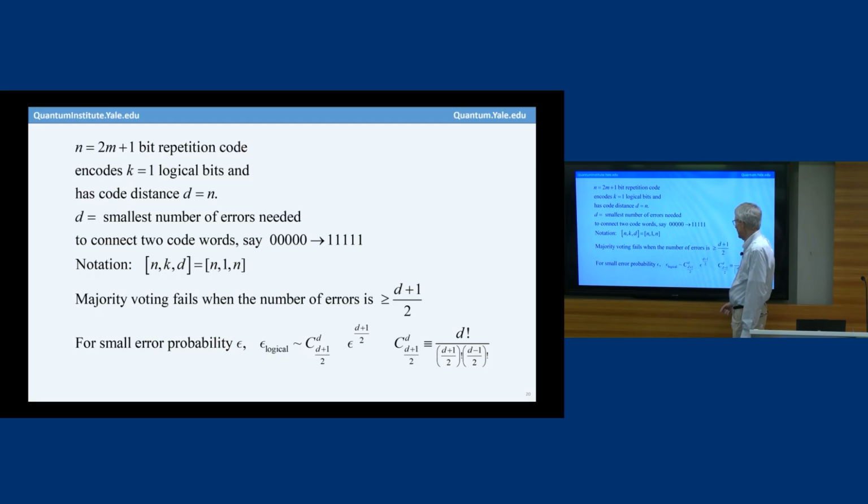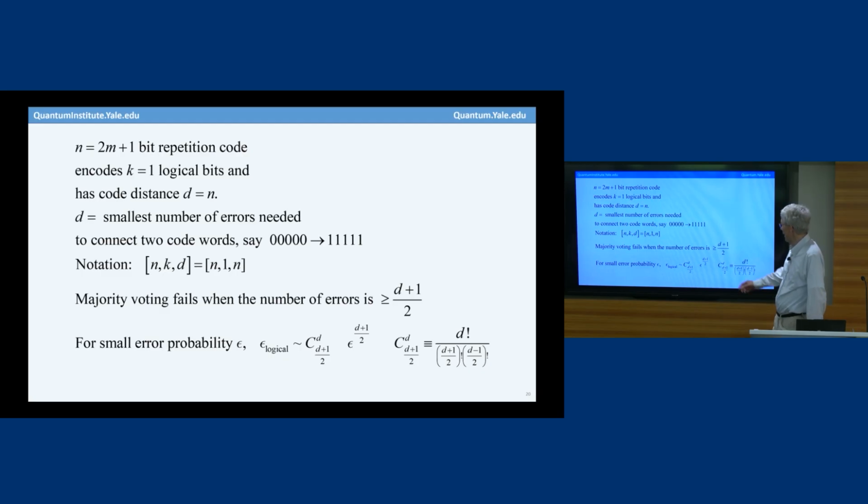Okay? So it turns out that for very small physical error rates, the logical error rate scales like this. You need at least (d plus 1) over 2 errors. And when epsilon is small, the most likely thing is that you have exactly (d plus 1) over 2 and not more. And then there's some big combinatorial factor in front, because there are many different ways to distribute those errors over the bits. It could be in the beginning, in the middle, the end. There's some giant combinatorial factor.